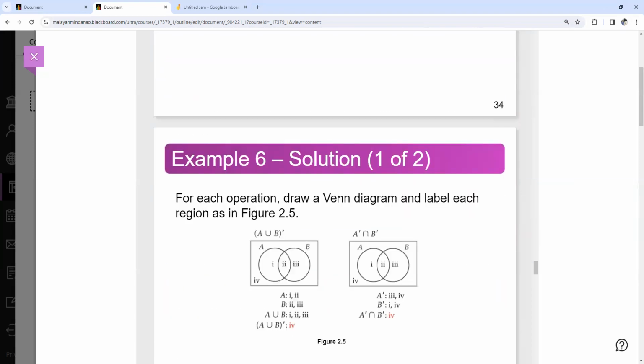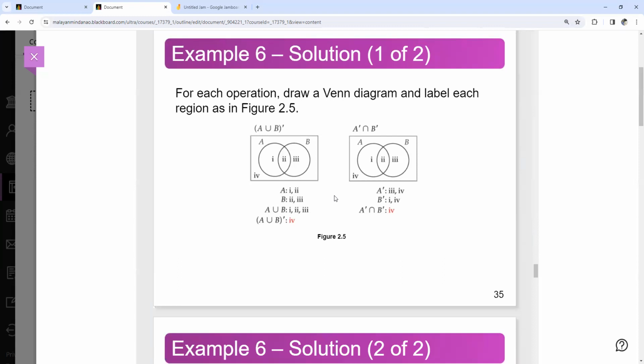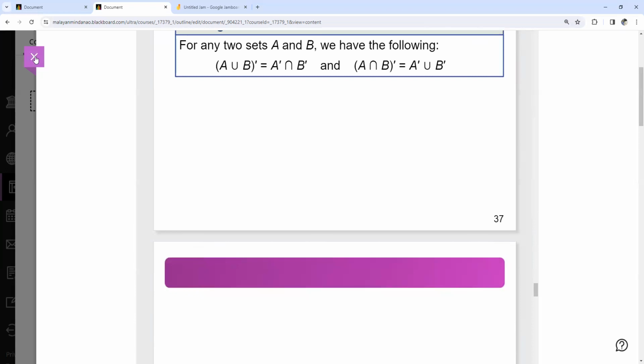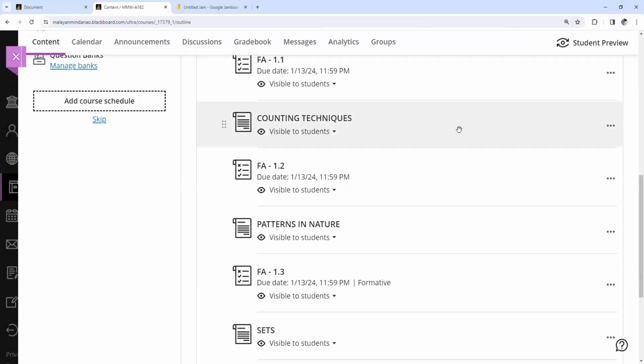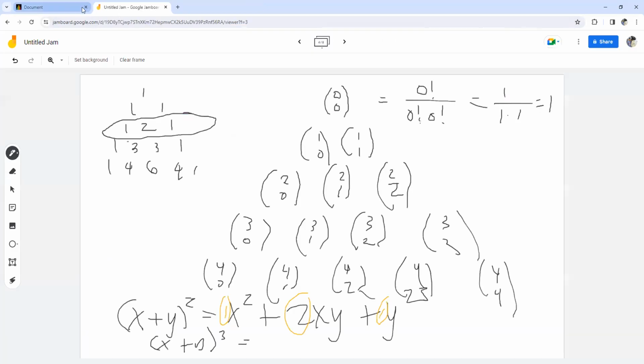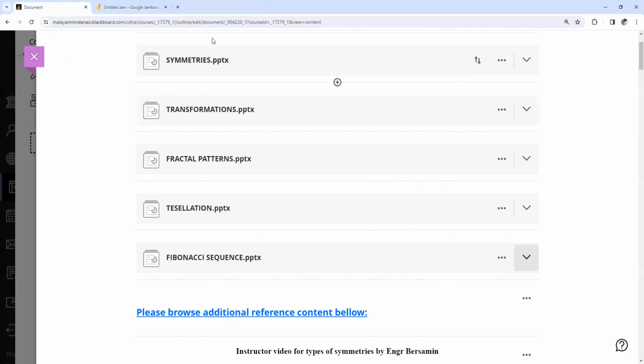You can draw a Venn diagram to find the solutions to intersections of sets. I guess those are the basics now. If you want to learn more, then you can simply read these PowerPoint presentations that I have prepared.